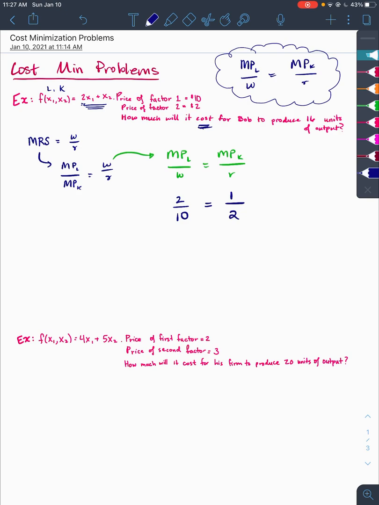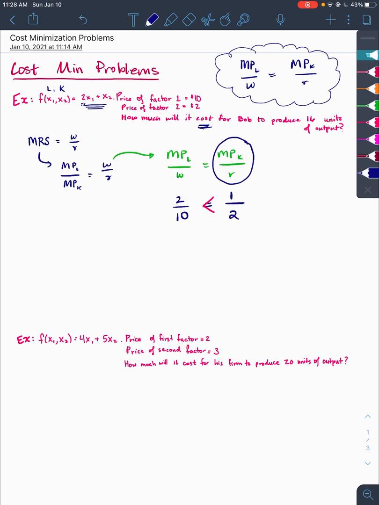So clearly we can see that this is not equal. We should not be producing equal amounts of that. So Bob is better off focusing on either capital or labor. And how do we know which one he should focus on? Well, clearly 1/2 is greater than 2 over 10. So we will choose this one. Bob should choose capital to focus on, because his bang for his buck is better, he's just better off focusing on capital.